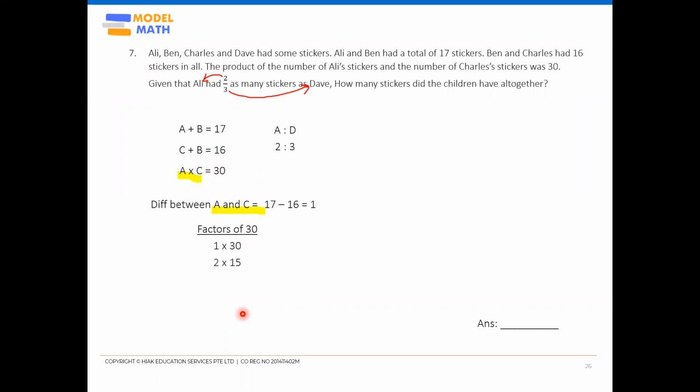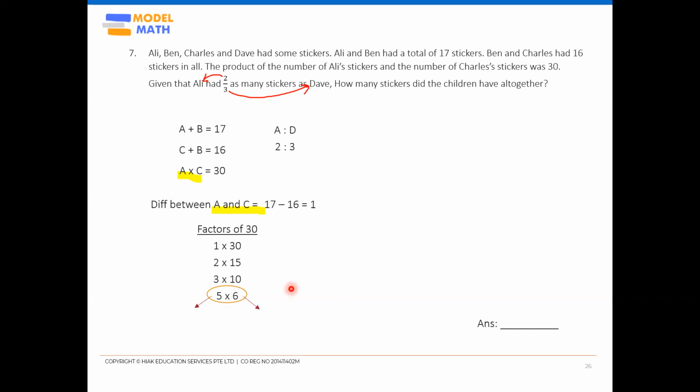Go down the row, 2 times 15. 3 also can, so 3 times 10. 4 cannot, so we skip 4. 5 possible, so 5 times 6. 6 is already here, so that's how you know you can stop here. Once you have listed out all the factors, you have to look for the 2 values that have a difference of 1. The difference of 1 is actually this one, 5 and 6.